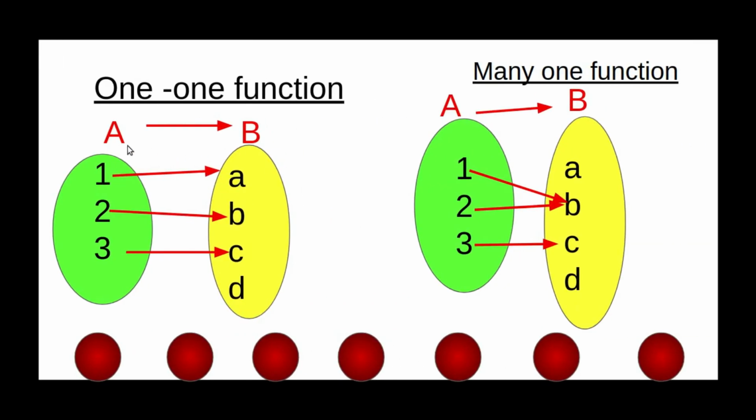Now consider a function from A to B. A consists of 1, 2, 3. B has elements a, b, c, d. Distinct elements are mapped to distinct elements. 1 is not equal to 2. f of 1 is a and f of 2 is b. a is not equal to b. Distinct elements of A map to distinct elements of B.